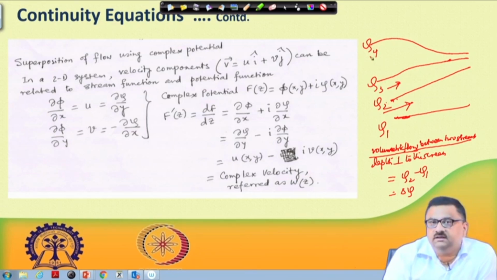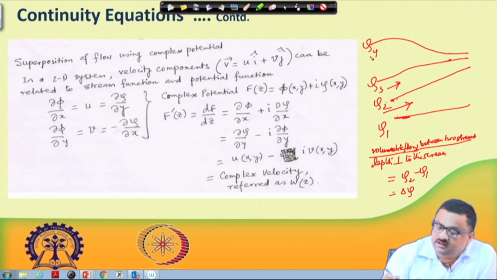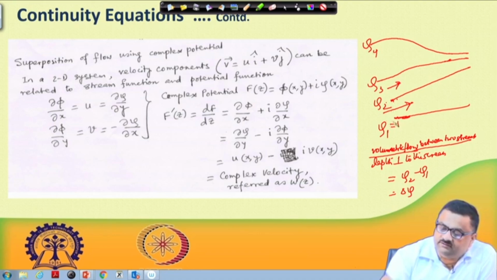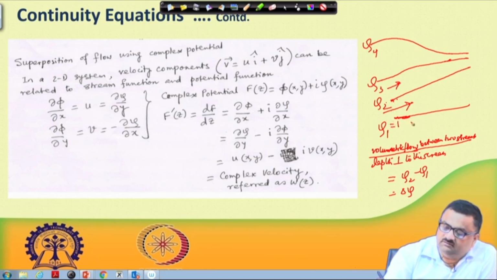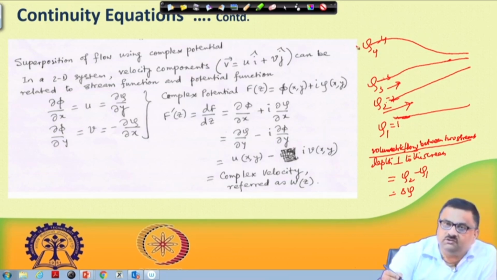So, what they generally do when they draw these streamlines is make them intentionally, let us say the psi 1 value is 1 meter cube per second per meter perpendicular to the board. Let us say I have that kind of unit. So, psi 2 would be 2, psi 3 would be 3, psi 4 would be 4, like this. So, they are all equispaced, the difference is always 1. So, I expect that it is the same flow that is supposed to take place.